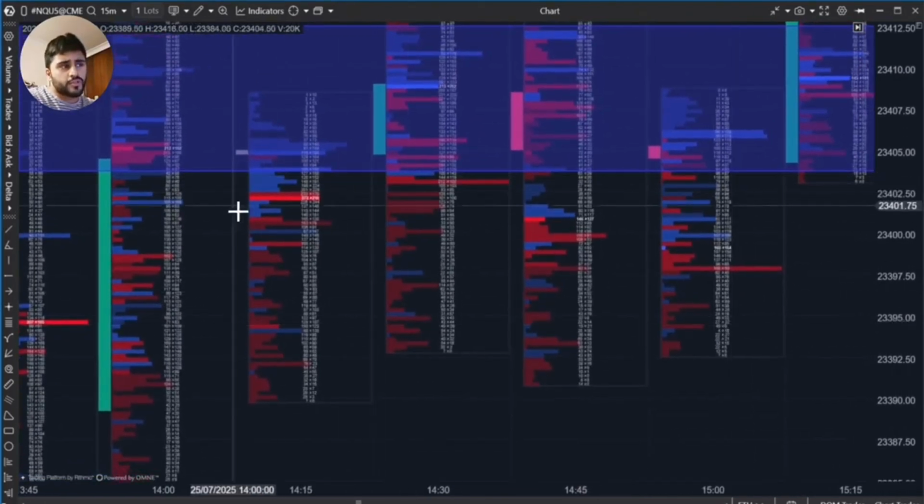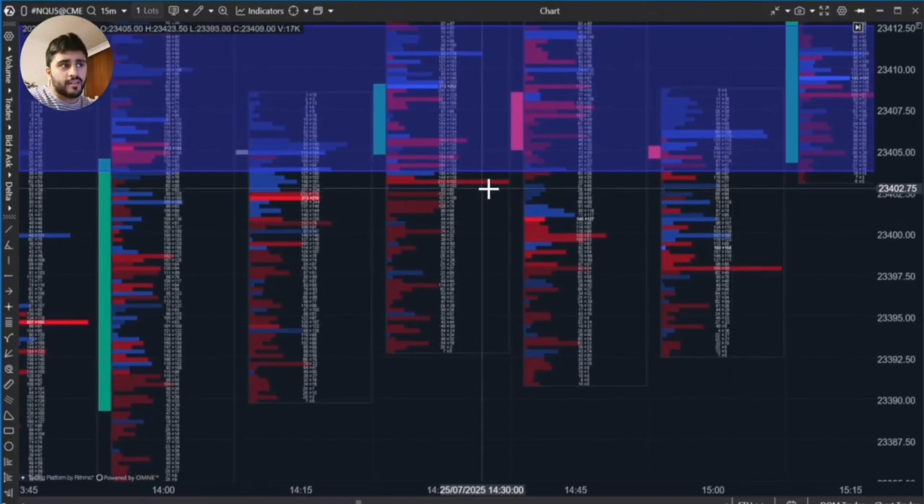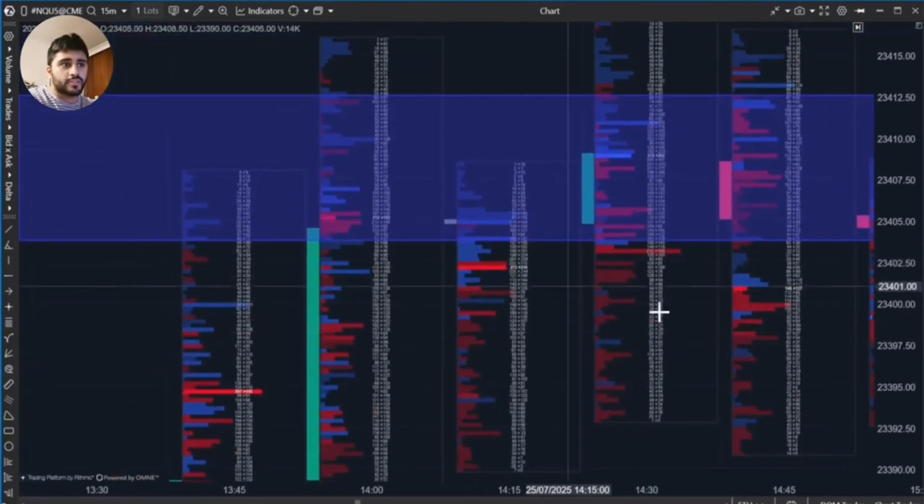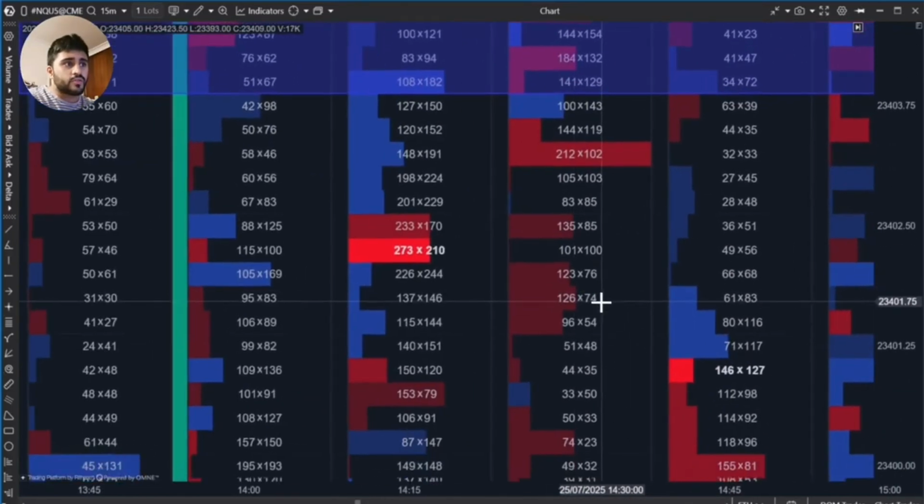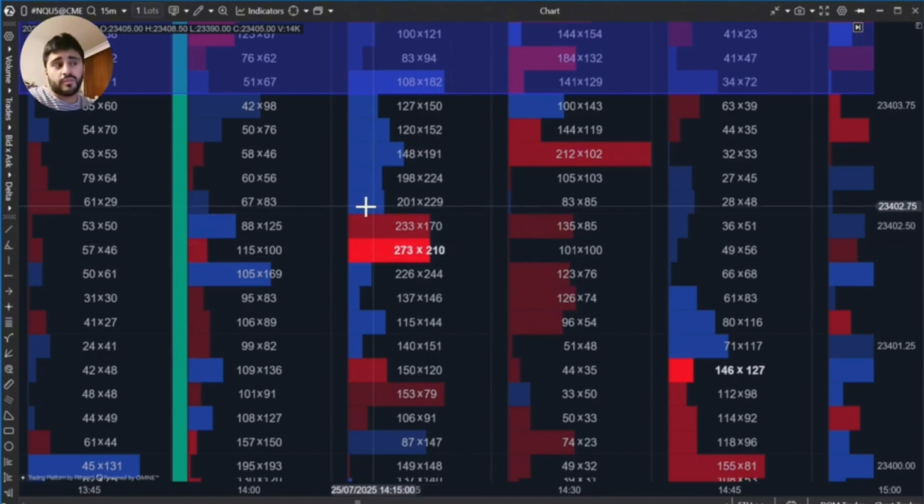So just on the top, just by glancing at this, you see red delta here, outlier here, and an outlier here. Let's start with this one to the left. What you're seeing is 273 for 210, 233 for 170. So you're seeing two regions where sellers are aggressive.